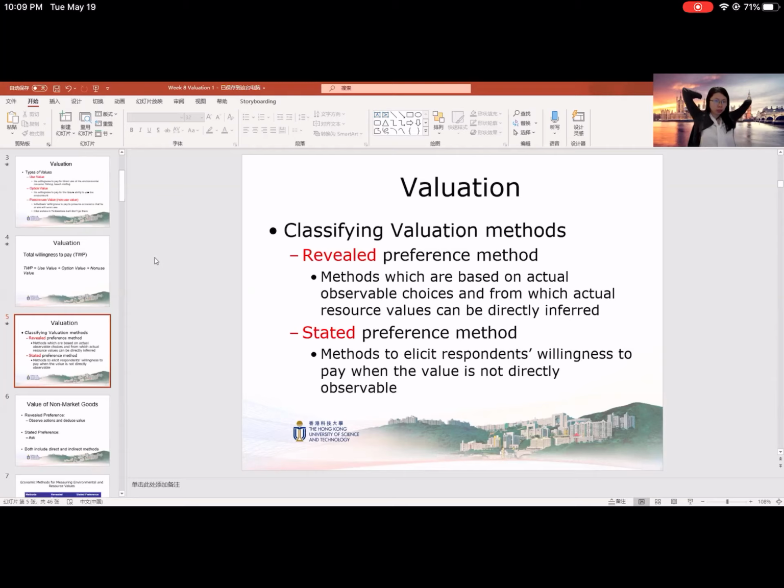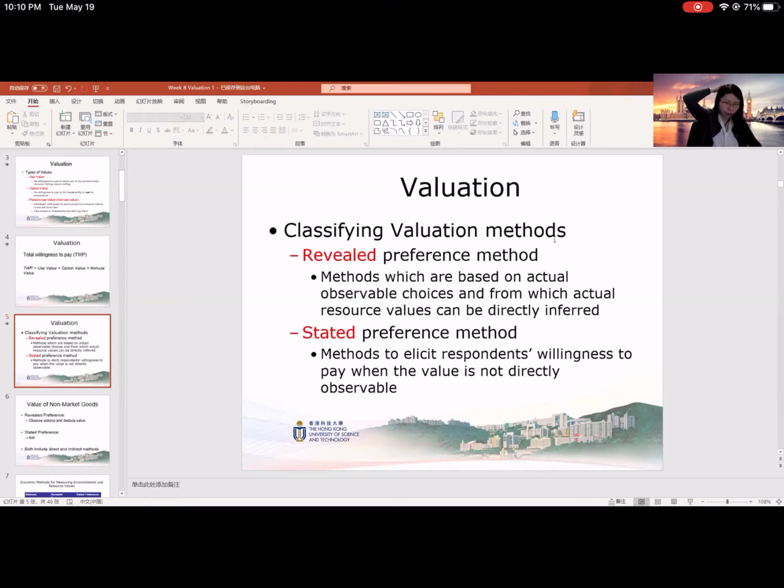The revealed preference method of valuation is that I don't need to ask you how much you like pandas. All I need to do is to observe your behavior. There is a mapping between your preferences and your behavior. So if we are able to observe some of your choices, your behavior, we're able to infer your preferences. Contrary to revealed preference, there is something called stated preference. It's pretty easy. You're just asking people how much they are willing to pay for something.